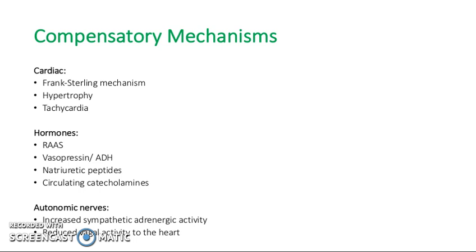Some of the hormones involved include the RAS system, vasopressin or ADH, natriuretic peptides like ANP and BNP, and circulating catecholamines like adrenaline and noradrenaline. There'll also be an increase in sympathetic activity, but a reduction in vagal activity to the heart. Although all of these are important in the compensation in the early stages of heart failure, the long-term results of their activation result in ventricular remodeling, which ultimately worsens myocardial dysfunction.